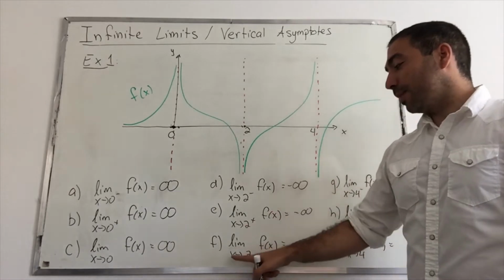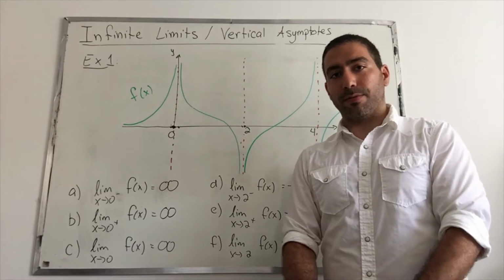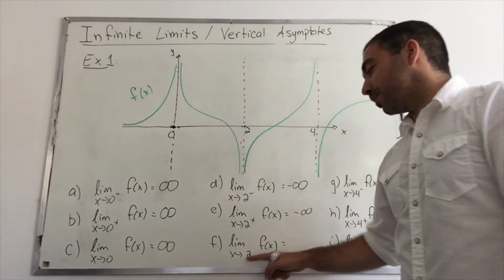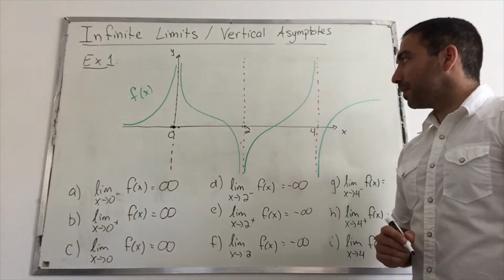Same reasoning, limit as x approaches 2 of f of x. Since the left-sided limit and the right-sided limit both tend to negative infinity, we can conclude that the limit as x approaches 2 is also equal to negative infinity.